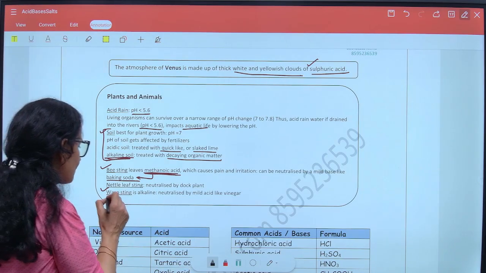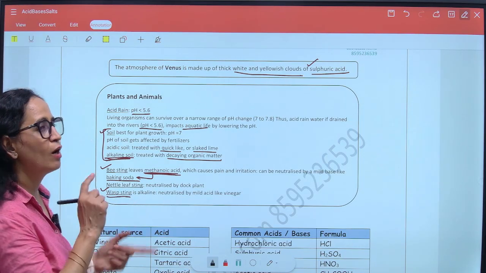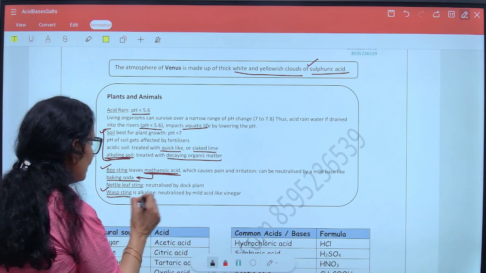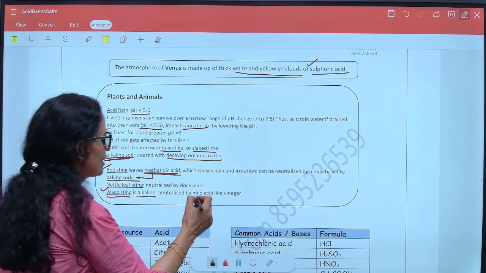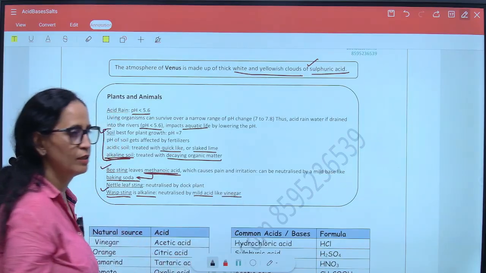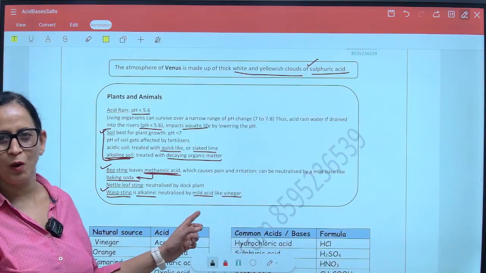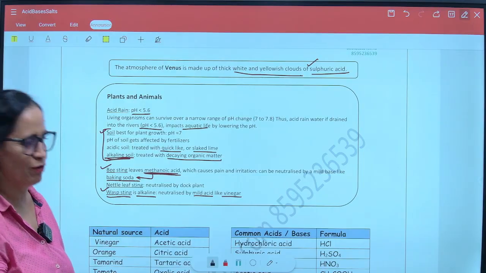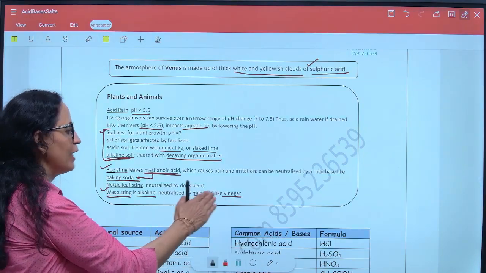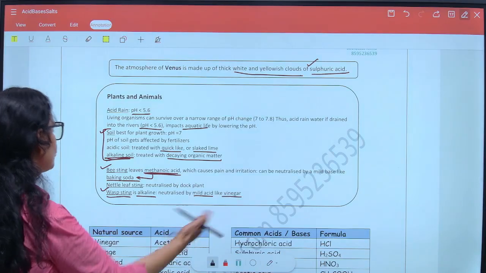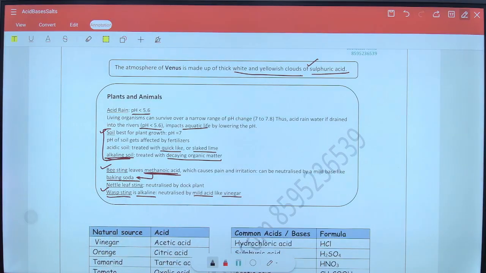Next is wasp sting. Now this is not acidic, it is alkaline. So it is neutralized by a mild acid like vinegar. Obviously you cannot use a strong acid here, right? Otherwise you will burn yourself. So you need to use a mild acid like vinegar to neutralize the impact of wasp sting.